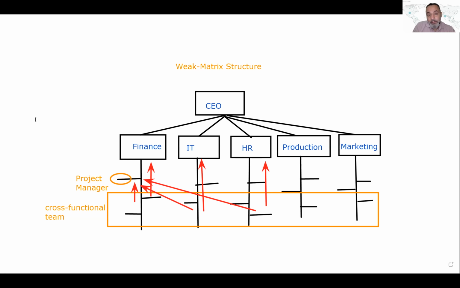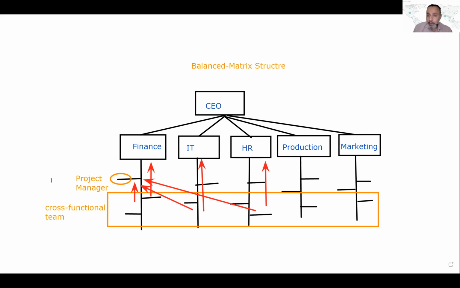Okay. By doing this, we create what we call now, what do you think the name of this structure will be now? It's not weak anymore. It's what? No, it's also not strong. It's what? It's balanced. We call it balanced matrix structure. Why balanced? Because there is now a balance in power between the functional managers and the project managers. So the power is balanced now. This is a manager and this is a manager, okay?